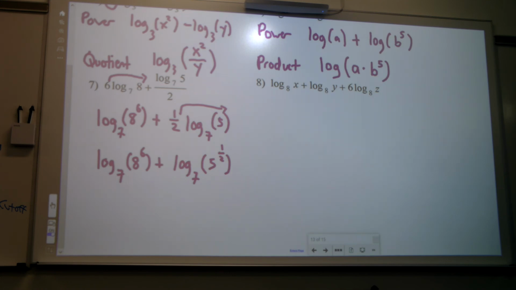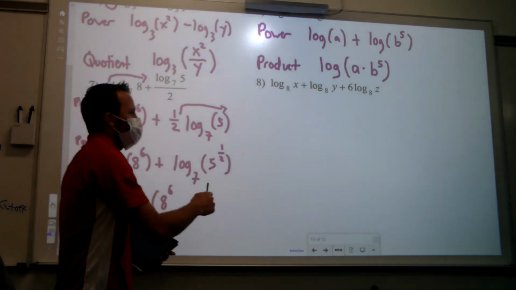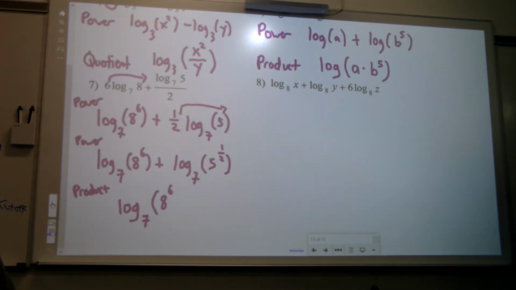All right, Isaac, which property can I still do? Yes. We did the power property twice, but they're adding, so which property is that? I just kinda told you on accident. So, tell me how to write this. I'll have log base 7 of what? We've got 8 to the 6, what is it gonna do with 5 to the 1 half? Well, it was already adding, so if it's adding, then it what now? Multiply.